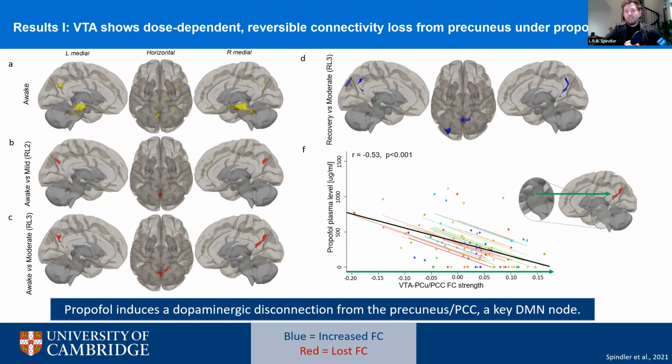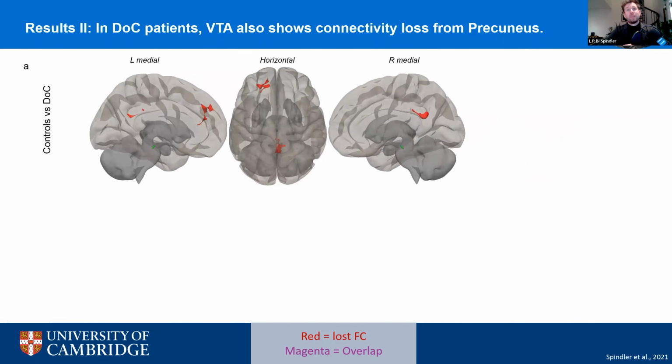So we find a stepwise, reversible, and seemingly also dose-dependent disconnection of the ventral tegmental area from the precuneus and posterior cingulate cortex. That's quite intriguing because it suggests that looking at the connectivity of this nucleus might show us a potential dopaminergic deficit, but may also present a pharmacodynamic and diagnostic biomarker, given that it is dose dependent. We ran various active controls of other brainstem nuclei, but didn't find any similar results. So this is very much VTA specific, dopaminergic system specific.